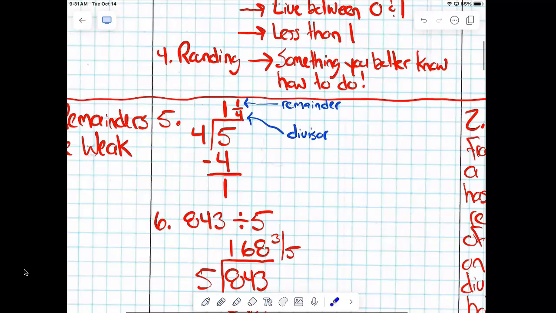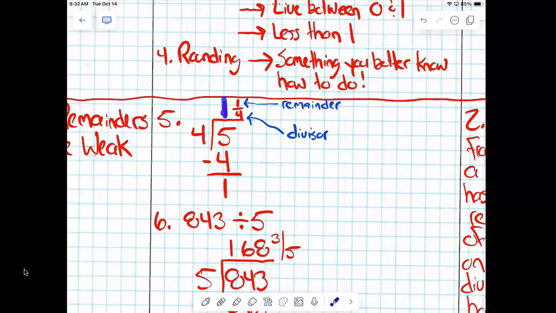Simple math problem, 5 divided by 4. You guys know how to do it. When you do that, you end up with 1 whole with 1 left over. Normally, you would say, oh, answer is 1, remainder 1, right? Yes. We stop doing that now, especially when I'm asking for a mixed number answer.